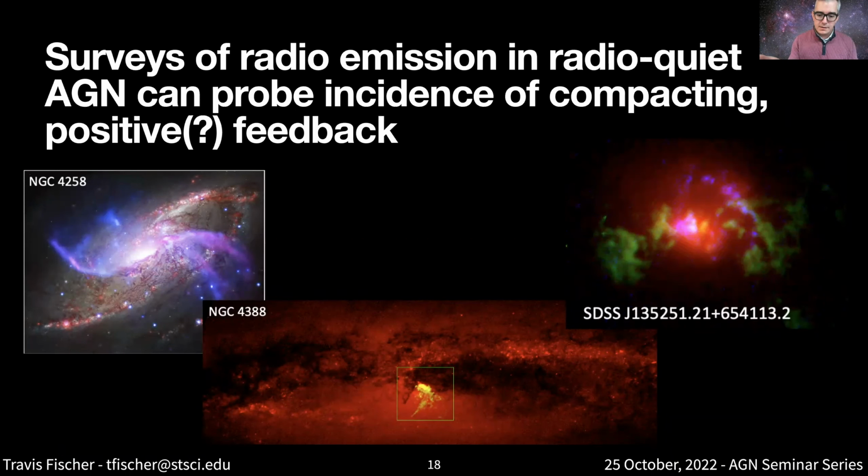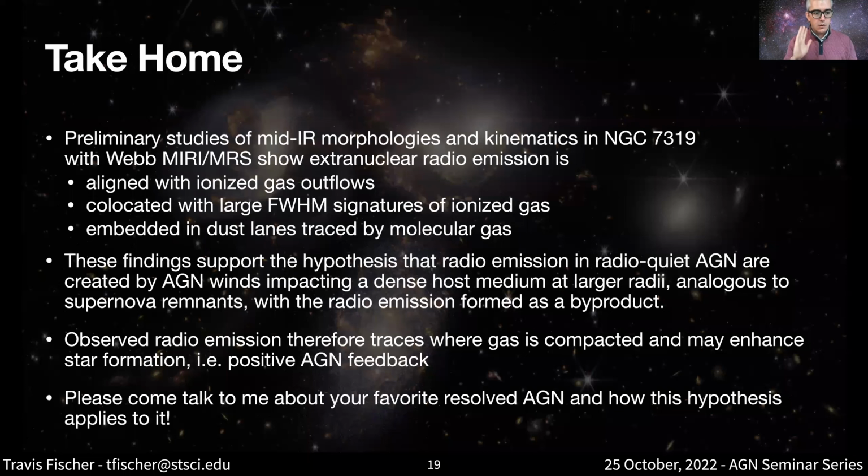You have non-isotropic or non-symmetric radio or stellar distributions. And so potentially this could be a byproduct of winds that are, again, compacting the gas at these large radii where you're no longer able to drive out gas, and that promotes star formation and produces the stellar distributions that we're seeing. So just to take some stuff home real quick, MIRI data is amazing.